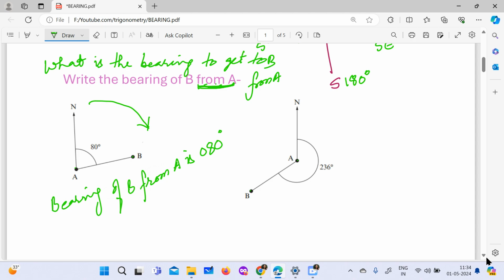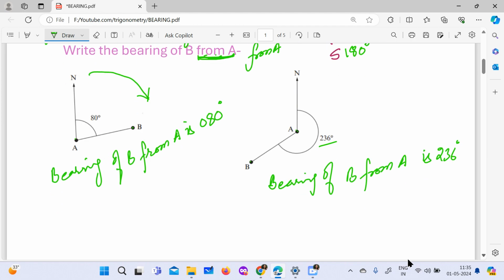Okay, from A. So on A there is a north, already it is done. And then here this is measured as 236 degrees. It is already written in 3 digits. So we can write our answer: bearing of B from A is 236 degrees. I hope this is clear to everyone.